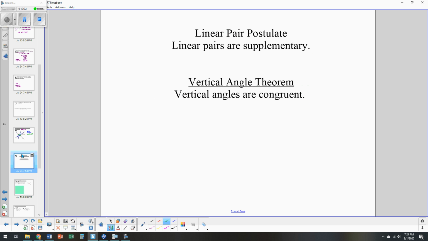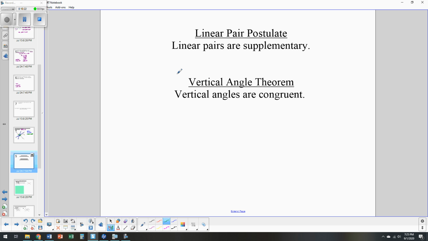So now we have a postulate and a theorem. And a postulate is just a fancy math word for a definition. Basically, it's something that we know to be true. A theorem is something that somebody was like, okay, I think this is true, and then they had to prove it. All right, it's not accepted as fact until it's been proven.